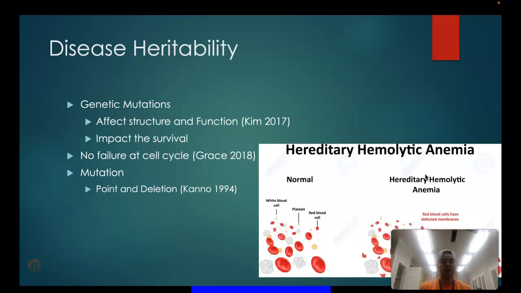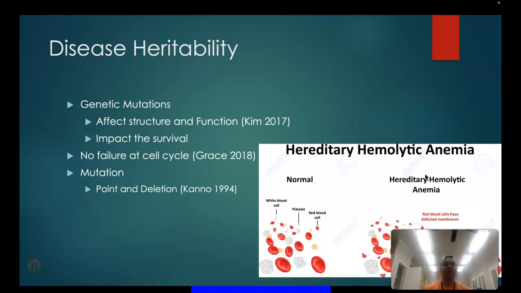Now, to talk a little bit about the disease heritability. Hemolytic anemia can result from genetic mutations that affect the structure or function of the red blood cells, or from mutations that affect other components of the blood or immune system that impact red blood cell survival. And again, those genes involved are G6PD, HBS, and the ANK1 gene. And so genetic modifications can alter the gene expression without changing the DNA sequence, and can be influenced by various environmental factors. It is not a failure at the cell cycle, but rather a point or deletion mutation.